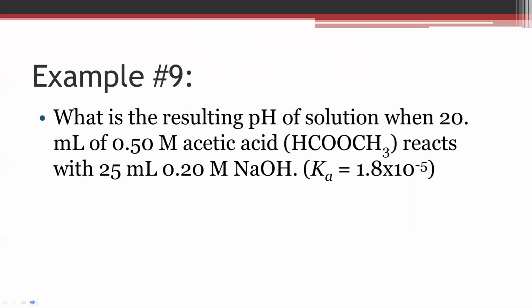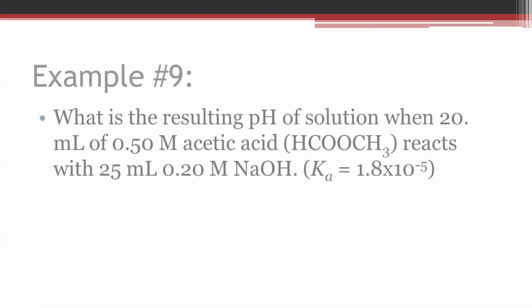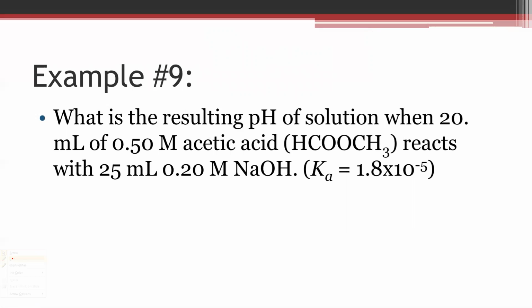So we want to know the resulting pH of the solution when 20 milliliters of 0.5 molar acetic acid reacts with 25 milliliters of 0.2 molar sodium hydroxide. Now we've been given the Ka value for the acid, which will be used when we get to the ICE chart and not before. Okay, so we first have to figure out those new concentrations.